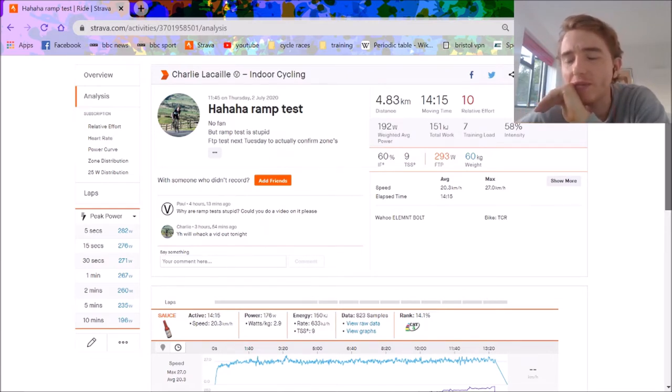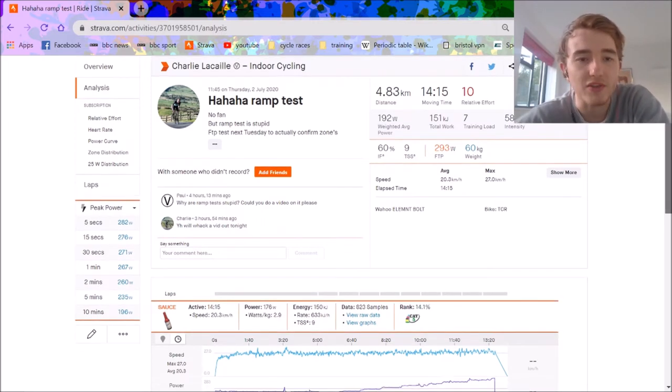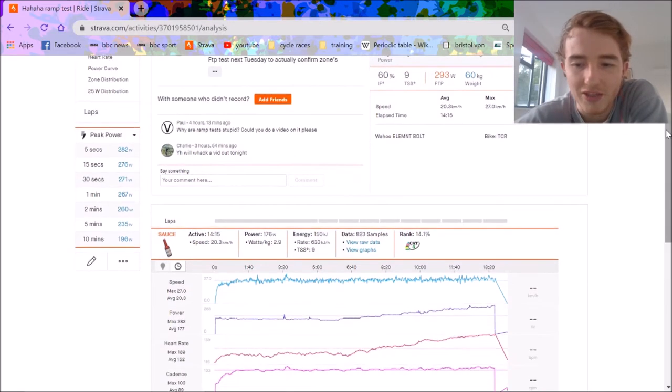So if, let's say, they said my FTP was like 310, then I'd think, okay, fair, I can probably do 320, 330 for 20 minutes, and then roughly know how to pace it. Because I'm going to get my power meter Monday and do my test Tuesday, I'm going to have no time to figure out what my FTP is, so it's going to be a bit blind. I mean, it's not going to be 100% blind. The first 5 minutes I just hold back a bit and then go full, so I know roughly how to pace it.